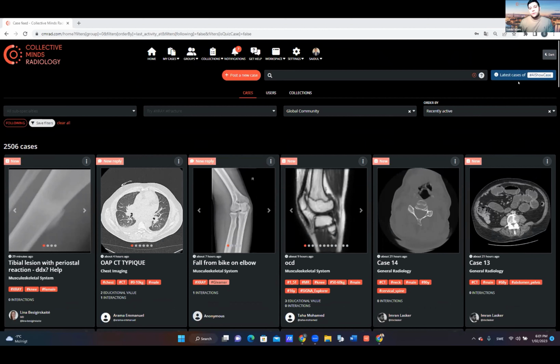With Collective Minds, we have a lot of collaborations with different universities, hospitals, and also AI companies. So if you would like to try your own cases on our AI collaborations, just press on the AI showcase here.